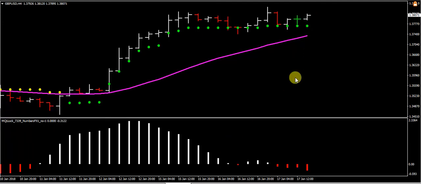So pound dollar, not a lot happening. Still waiting for it to come back to this line. As I say, you know what we're looking for.